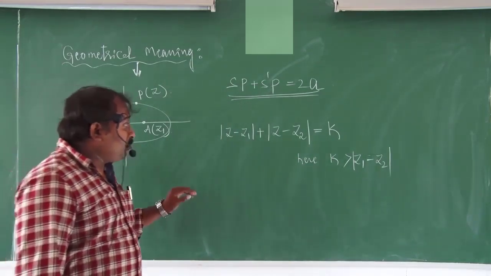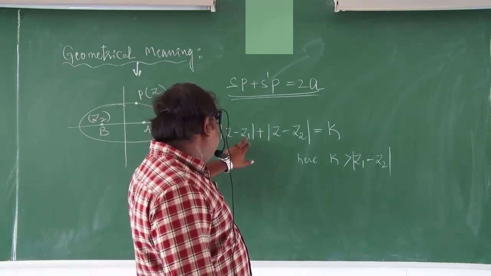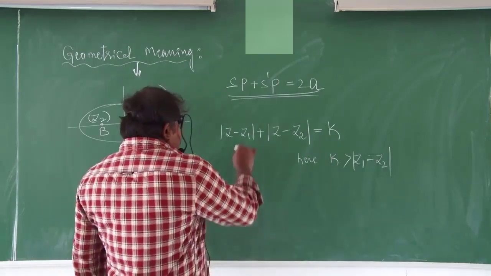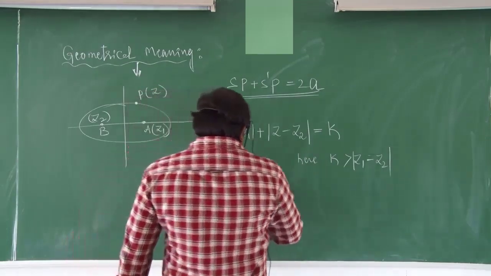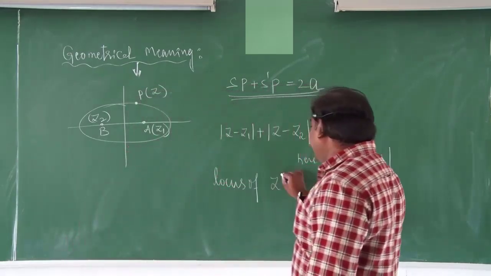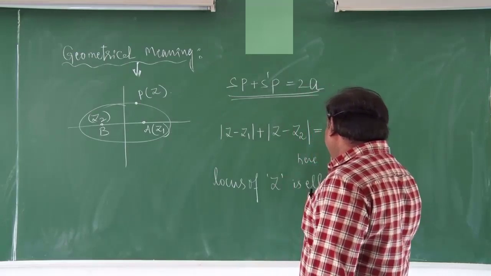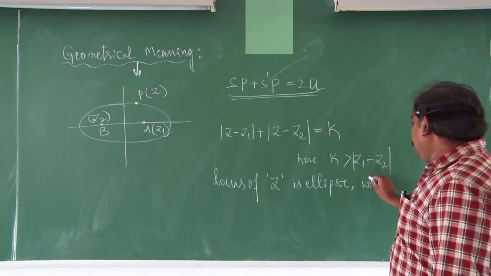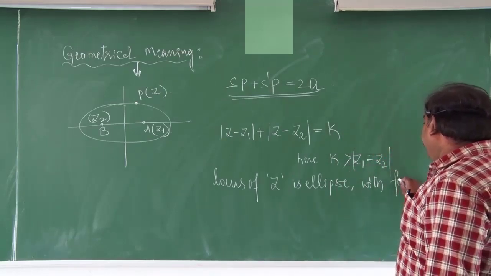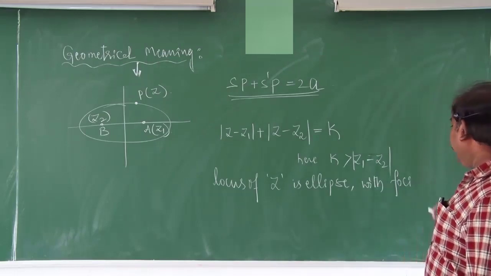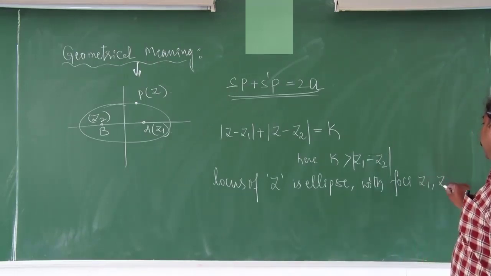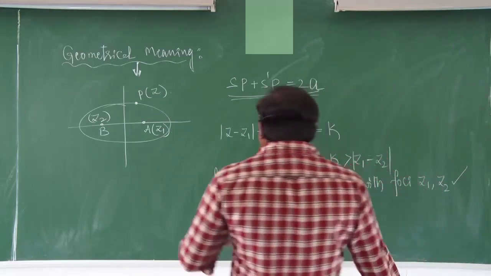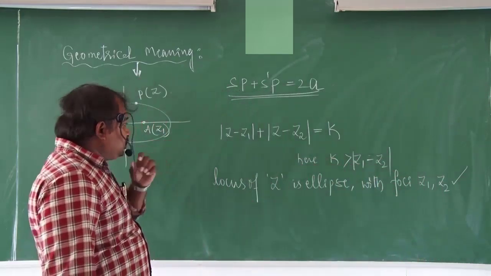So here the important thing is modulus of Z minus Z1 plus modulus of Z minus Z2 equals K. Then automatically, what is the locus of Z? The locus of Z is an ellipse, with foci points Z1 comma Z2. So this is the complex form of the ellipse.